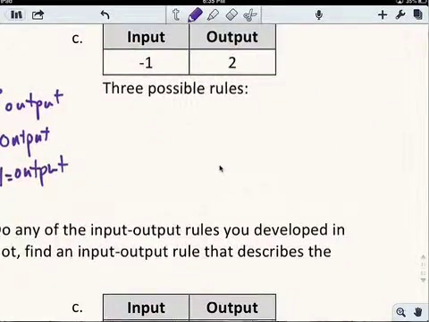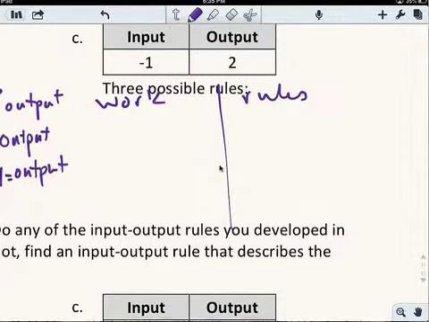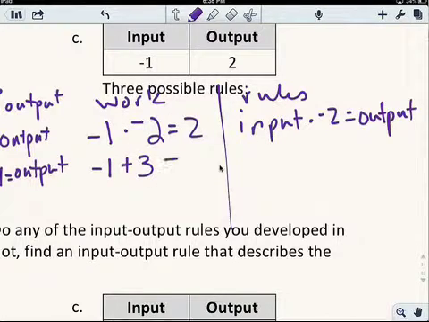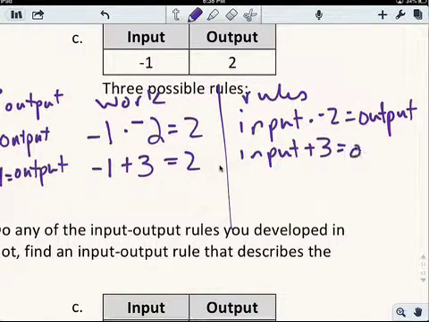So let's take a look at this last one. Let's do some work over here and my rules over here again. How about -1 times, and I need to make it a positive, so -2 equals +2. So that could be input times -2 equals output. And I could do, let's see, -1 plus 3 equals 2. So that's input plus 3 equals output.